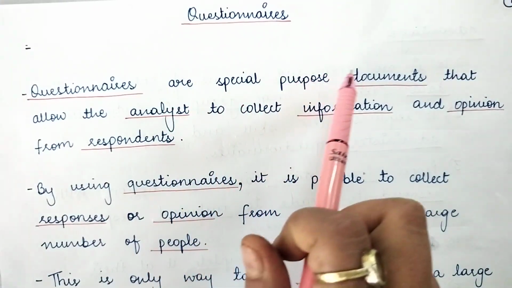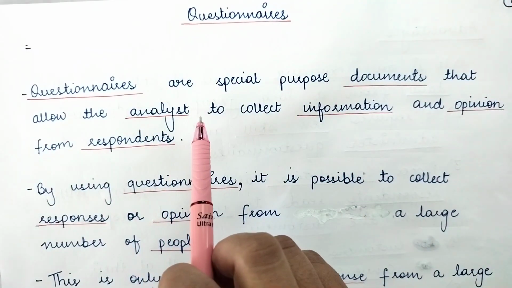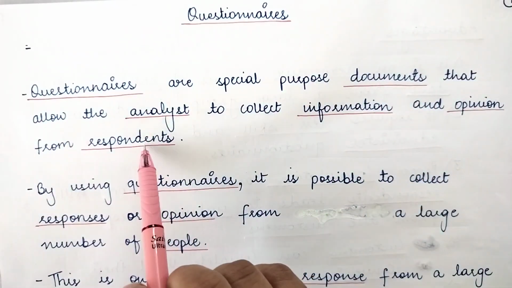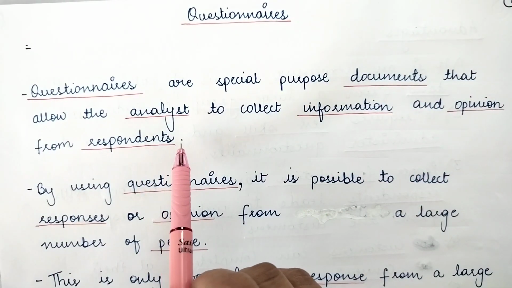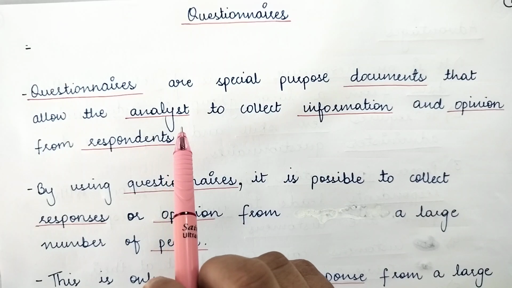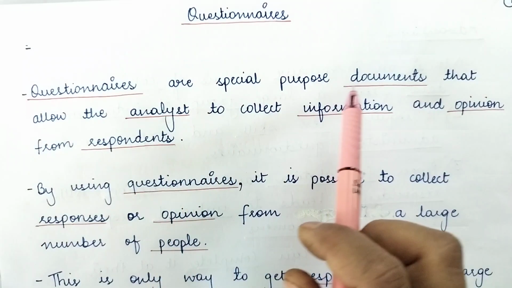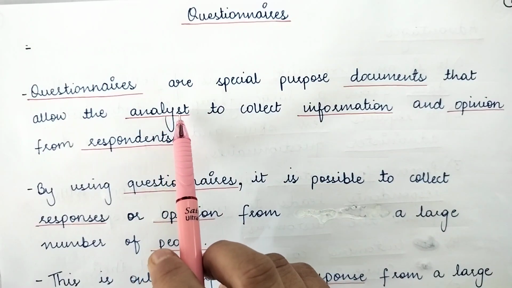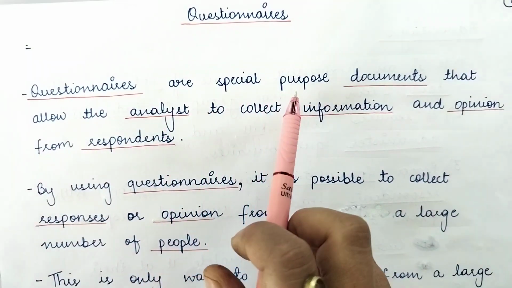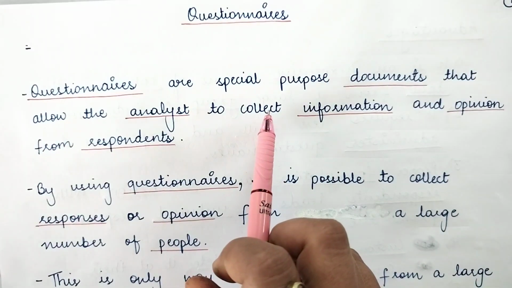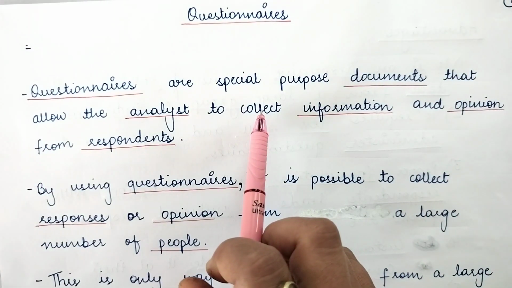Questionnaires are special purpose documents that allow the analyst to collect information and opinion from respondents. So basically, questionnaires can be used as a means of fact-finding by the system analyst, and these questionnaires are special purpose documents which are basically used to collect what? Information and opinion from the respondents.